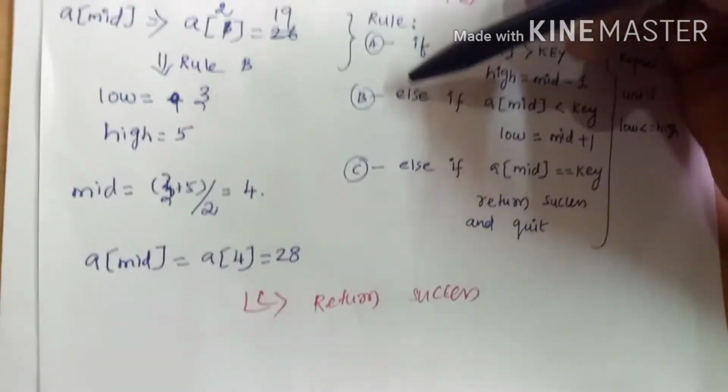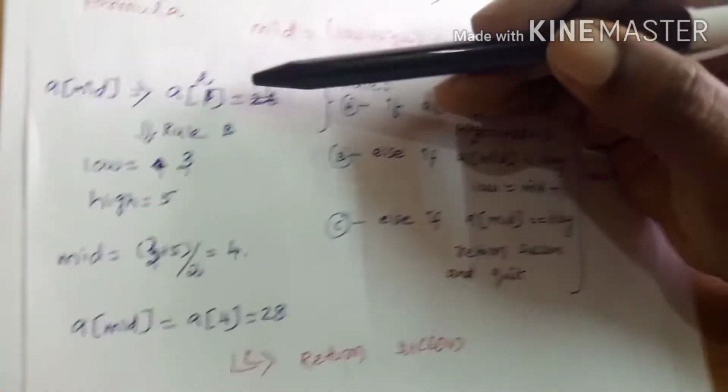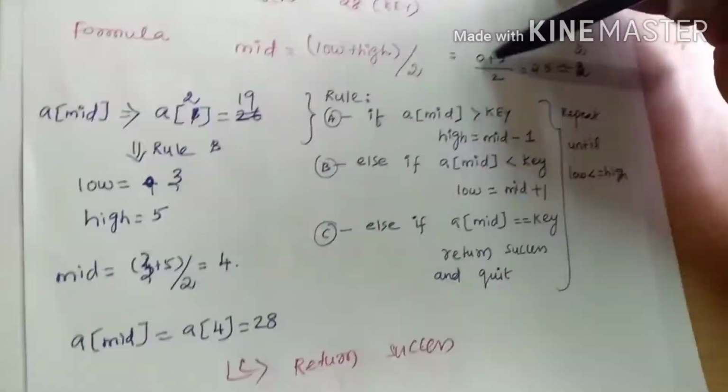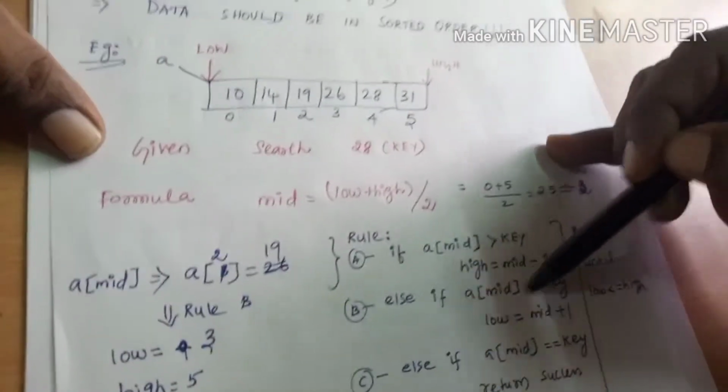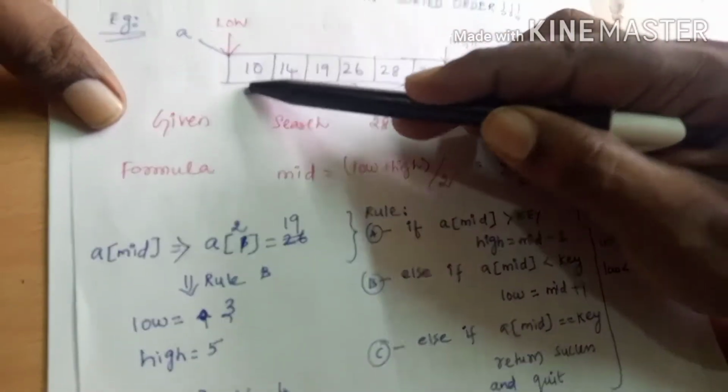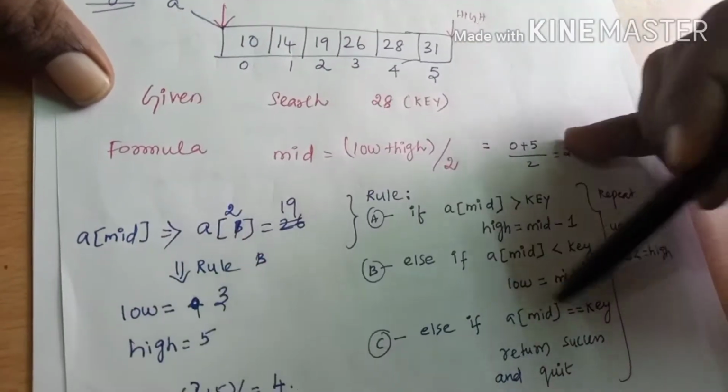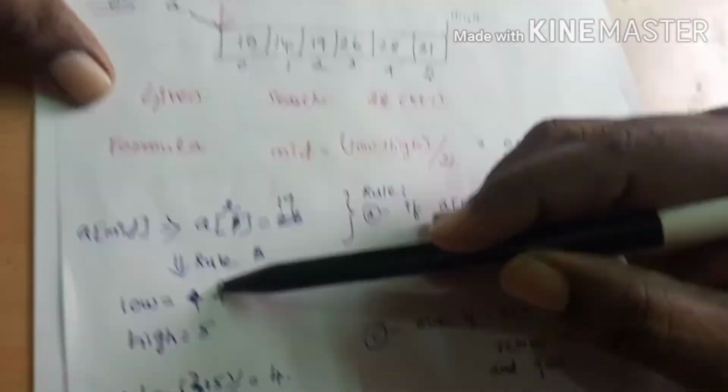I repeat again. Since A of mid, that is 19, is less than 28, what do we do? We apply rule B. What is rule B? Low equal to mid plus 1. What is the low value? 0 already. What is the mid value? 2. So 2 plus 1 is 3. So your new low is going to be 3.